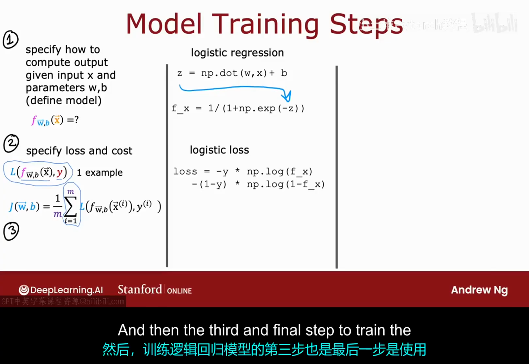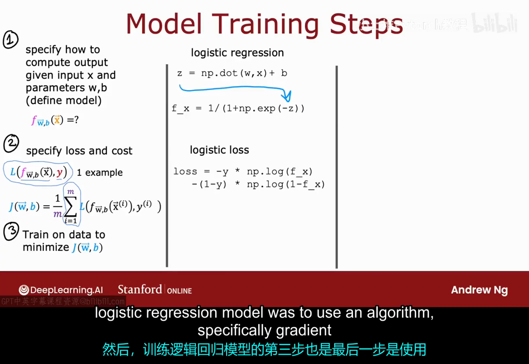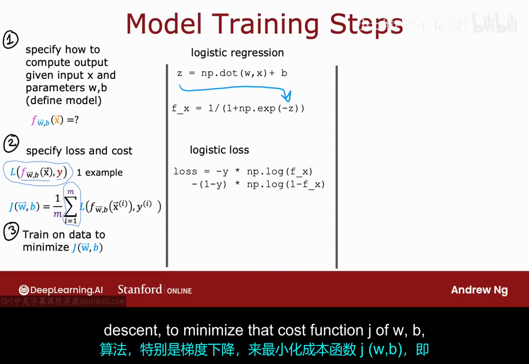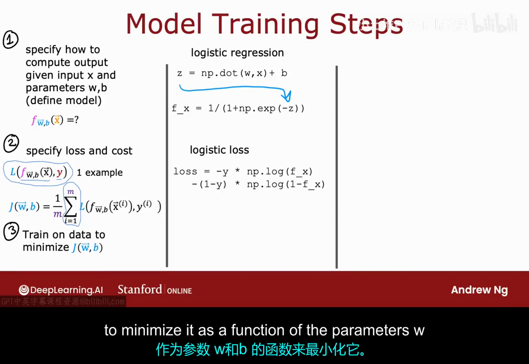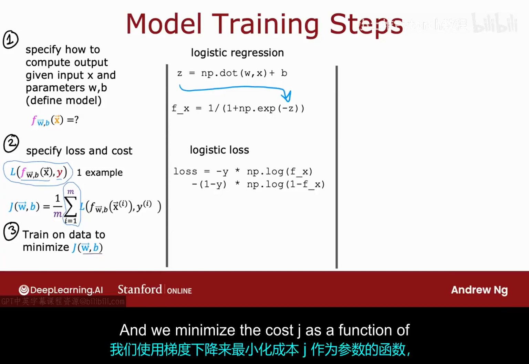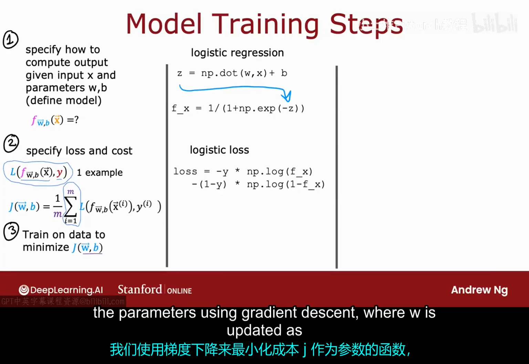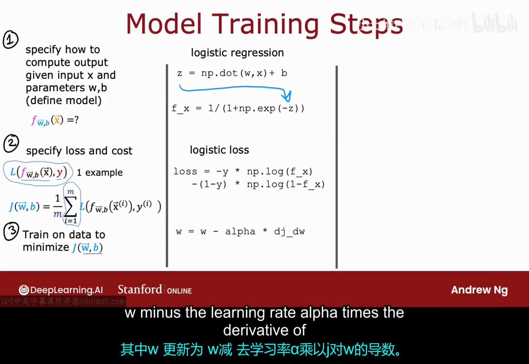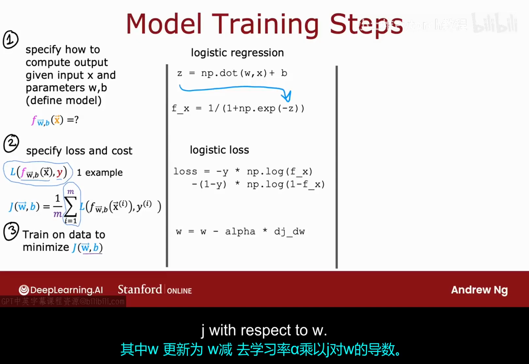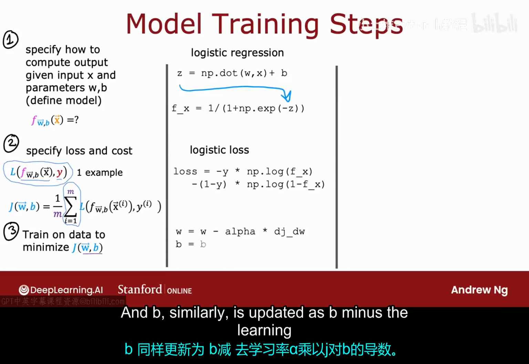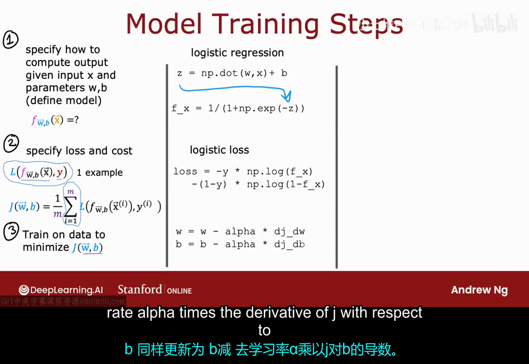And then the third and final step to train a logistic regression model was to use an algorithm, specifically gradient descent, to minimize that cost function j of w, b, as a function of the parameters w and b. And we minimize the cost j as a function of the parameters using gradient descent, where w is updated as w minus the learning rate alpha times the derivative of j with respect to w, and b similarly is updated as b minus the learning rate alpha times the derivative of j with respect to b.